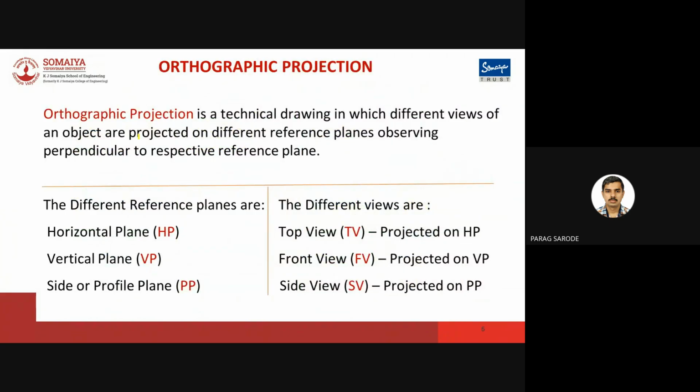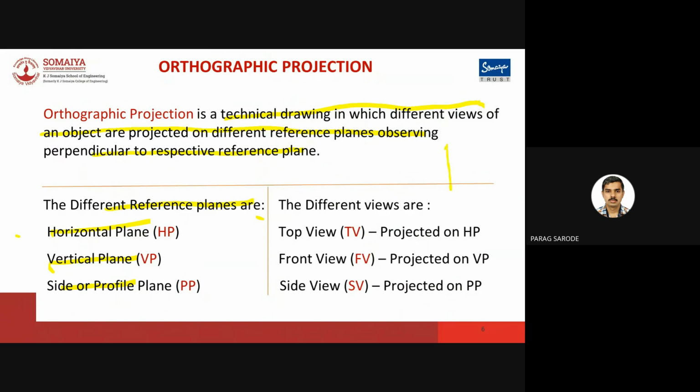So what is orthographic projection? It is a technical drawing in which the views of an object are projected onto different planes of a respective reference frame. What is the reference frame? The reference frame that depicts the horizontal and vertical planes.